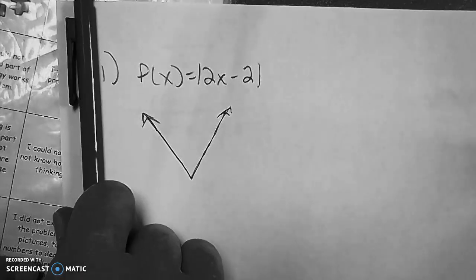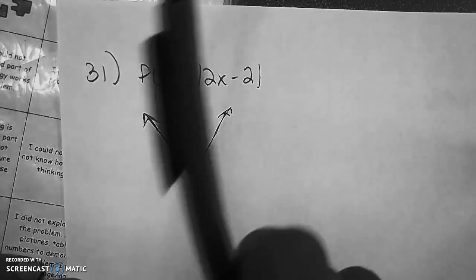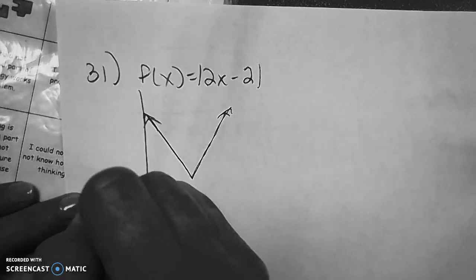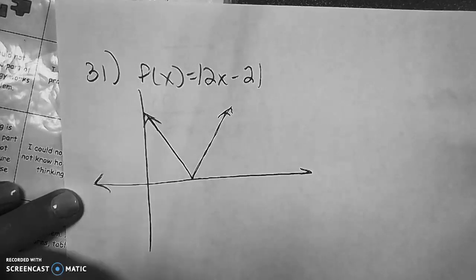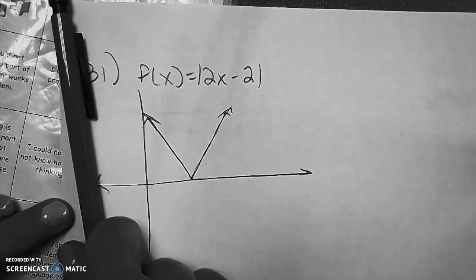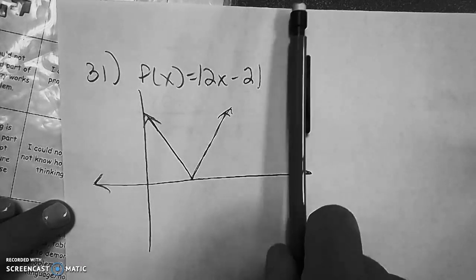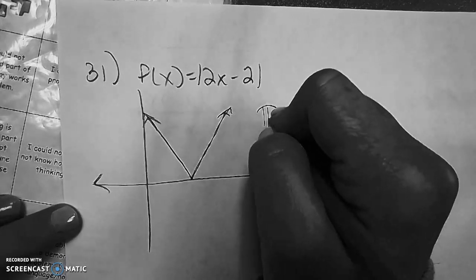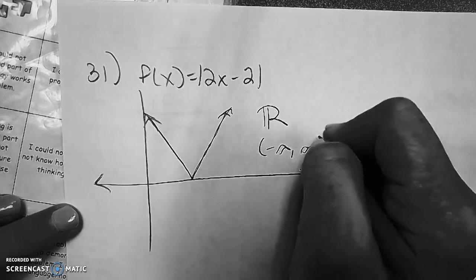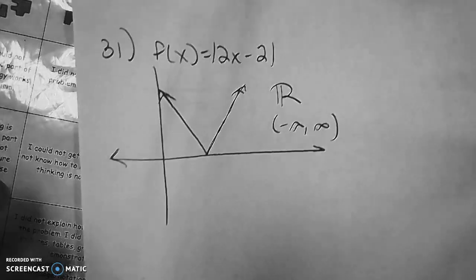Well, no matter where I were to put this V on the coordinate plane, these arrows mean that if I'm looking at domain, domain's always left to right. If I were to put this on a grid, it actually does look something like this, by the way. Would it exist from where my pencil is? Well, yes. Would it continue to exist? Yes. The domain for any absolute value is going to be all real numbers, or negative infinity to infinity.